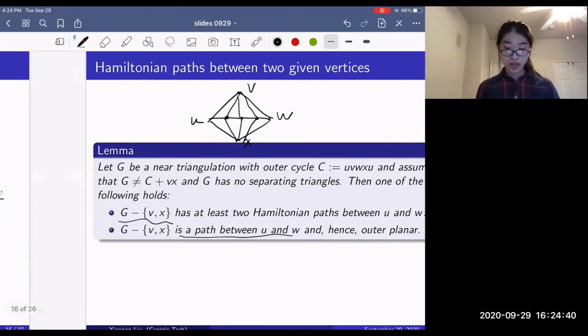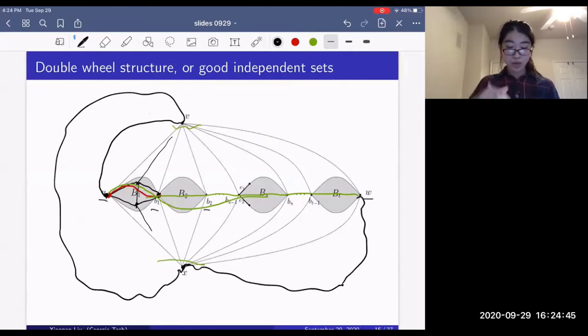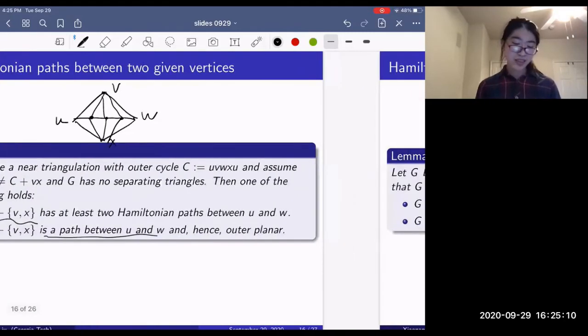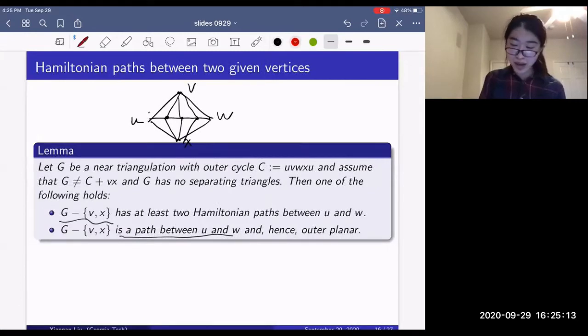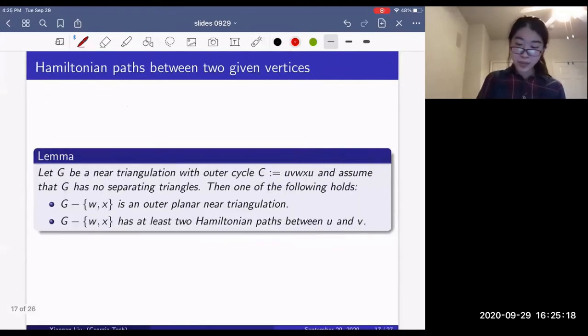So actually, this is just to show our idea first in the block. If B1 is not an edge, then it has some vertices, and we know there are at least two Hamiltonian paths between U and B1 in the block, capital B1. So this is to find the Hamiltonian paths between U and W.